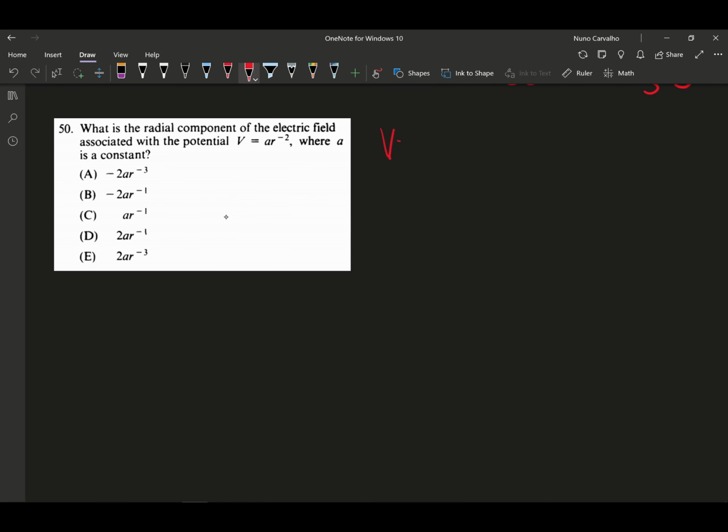And so if V is equal to A r to the negative 2, and we're trying to find basically E, well, how do we relate the two? Well, we're given in our formula sheet this formula here, Ex is equal to negative dV over dx. And if we were talking about the radial component, we can treat this instead as something that looks like this, which is, again, very similar to this formula up here.